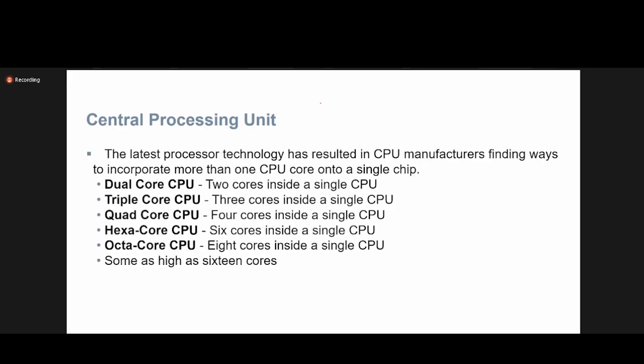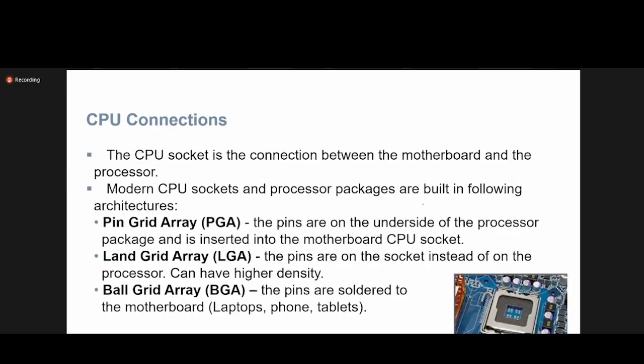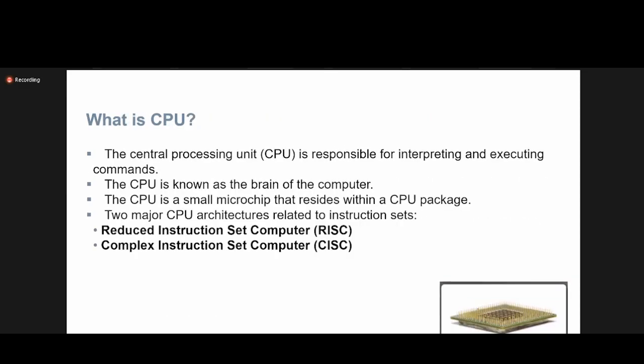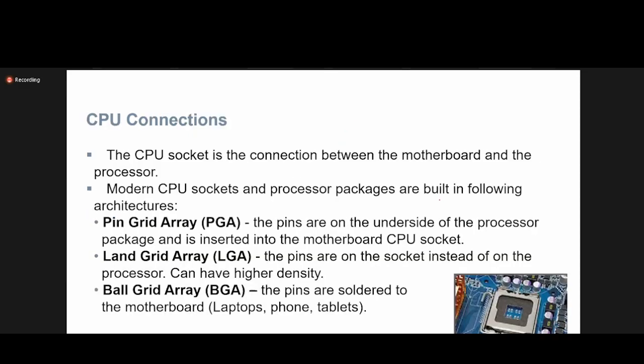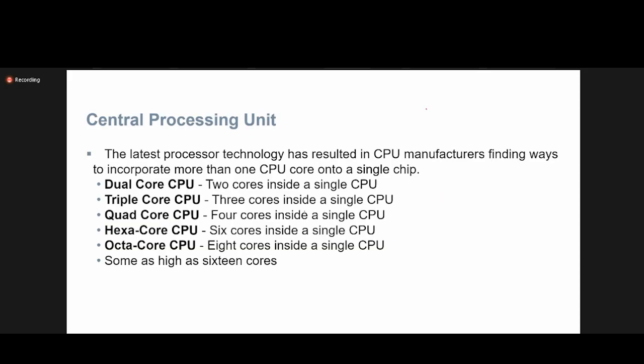So the central processing unit has different versions in terms of packaging, right? This is one CPU you see here. This is one chip. This is one package. How many cores are there inside? There could be two cores inside a single CPU, or three cores inside a single CPU.